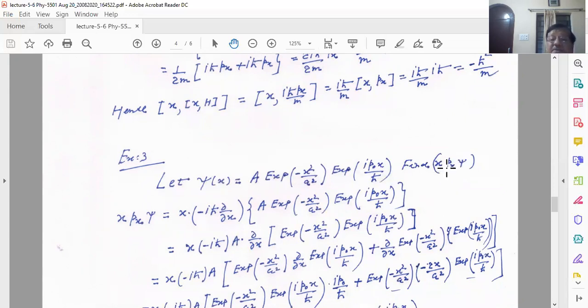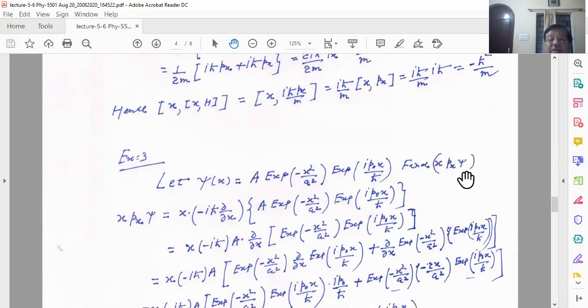There is a comma missing here. Please, there is a printing mistake. So here you put a comma, and you have to find a product of x with p psi. I'm sorry. Here you have to find out a product of x with p psi.